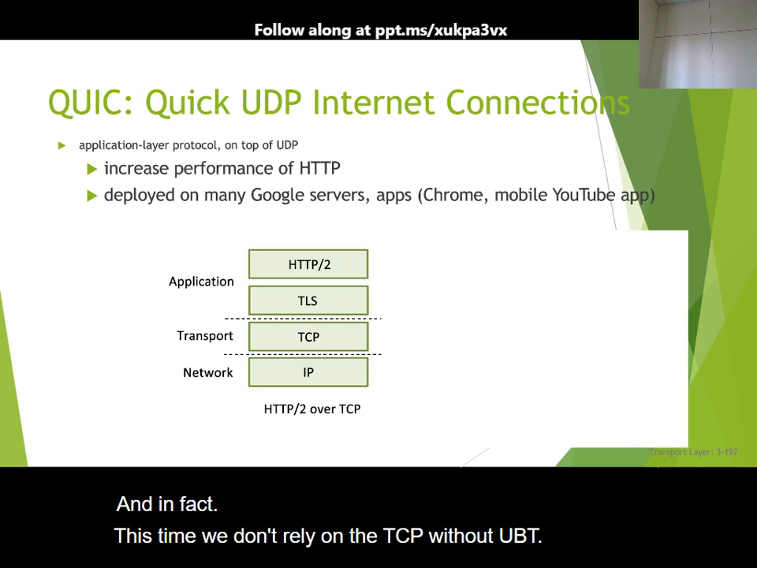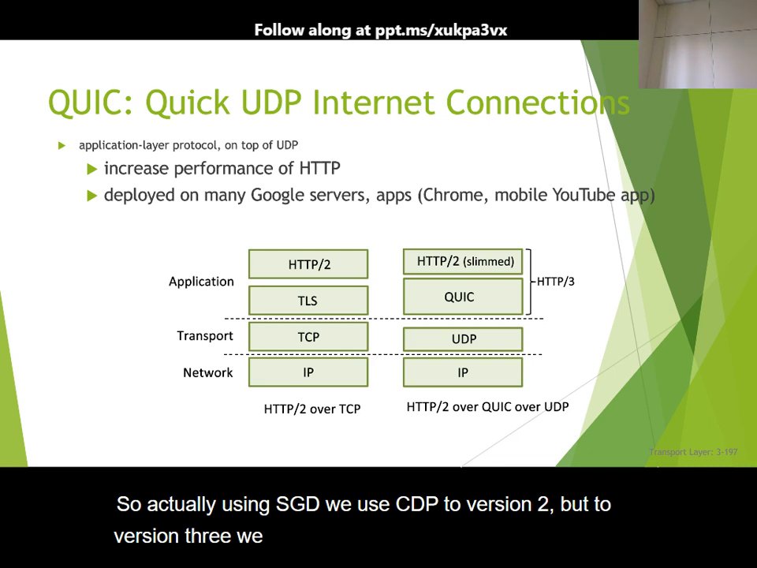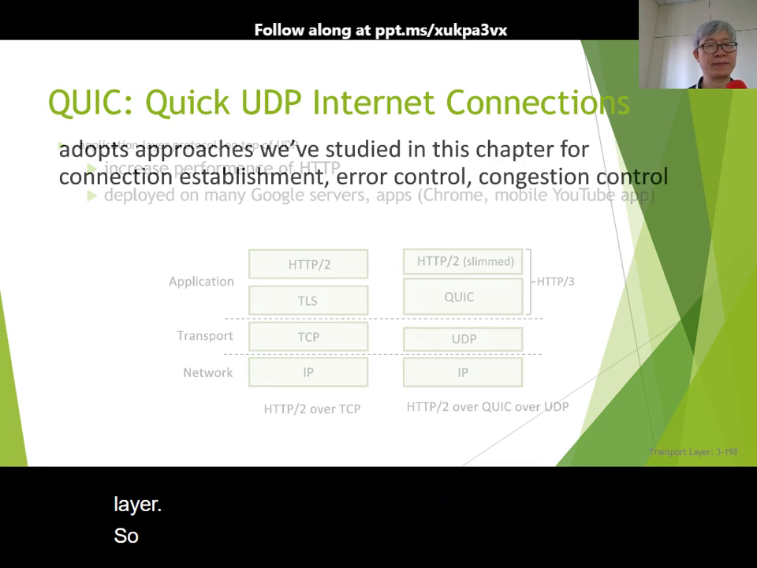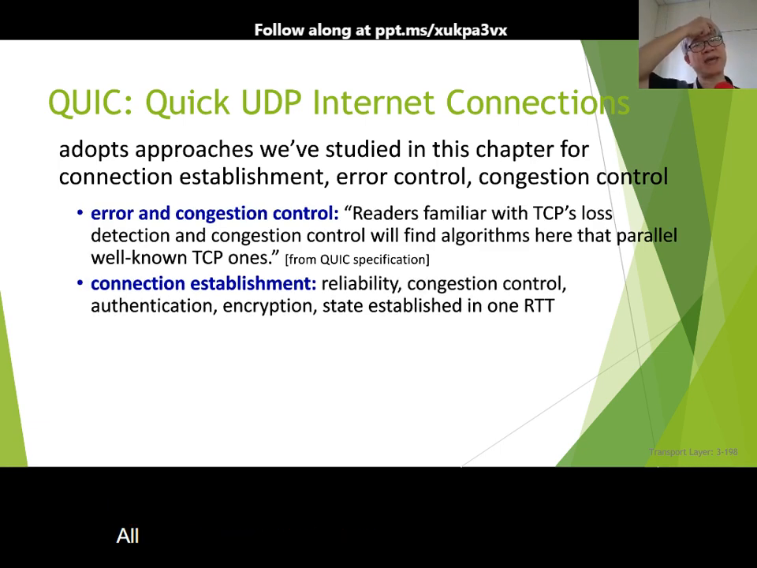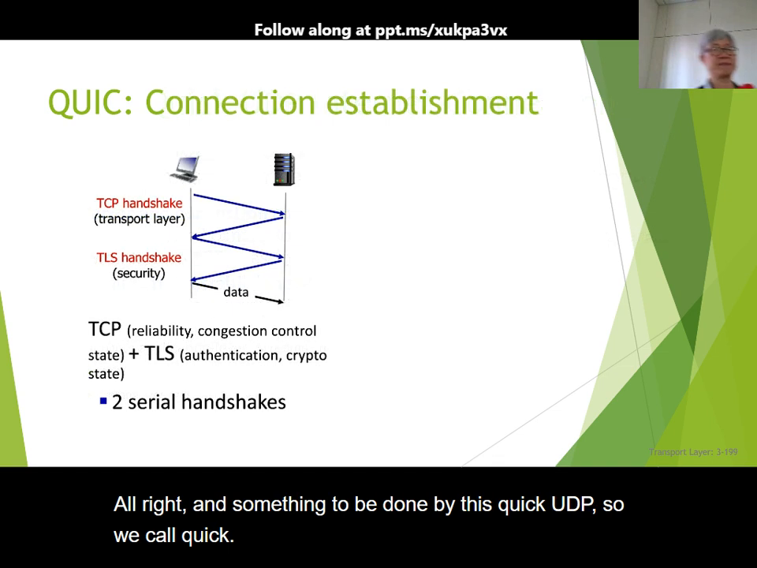So actually, for HTTP, version 2 uses TCP, but version 3 uses UDP. Right? And also, we move some services to the application layer. So this is the new version, QUIC. Something is done on top of UDP, so we call it QUIC, and this is for your reference.